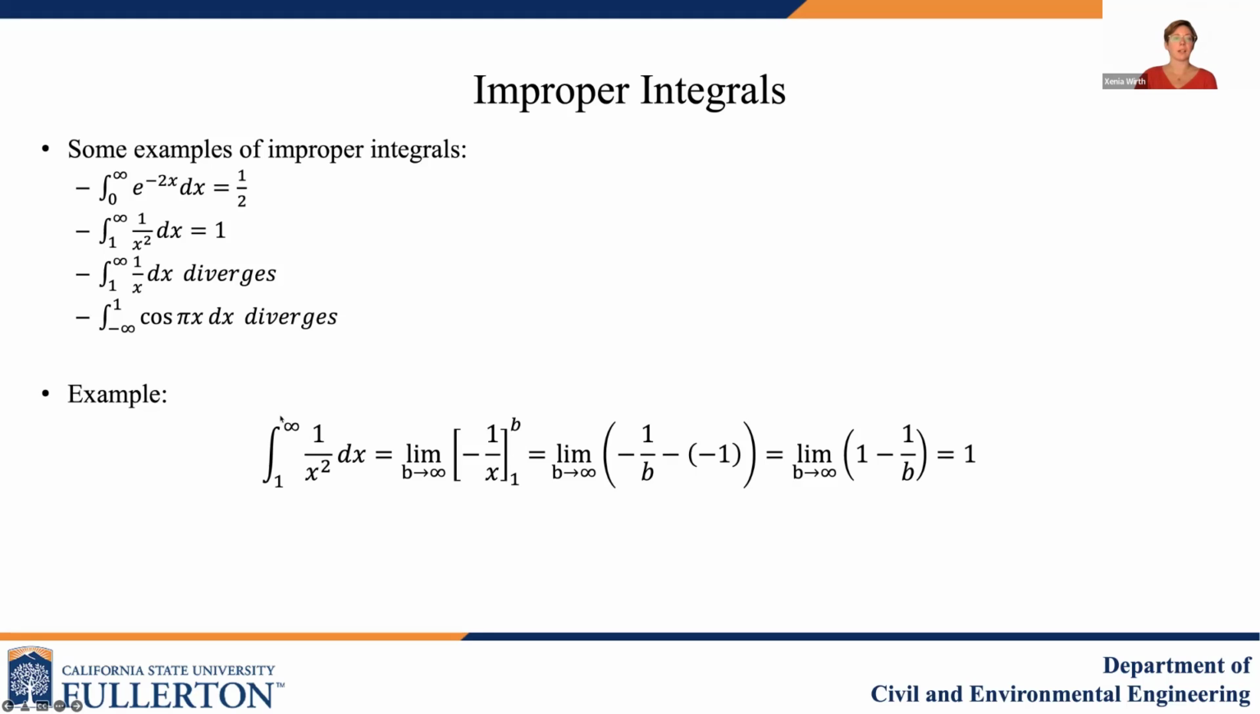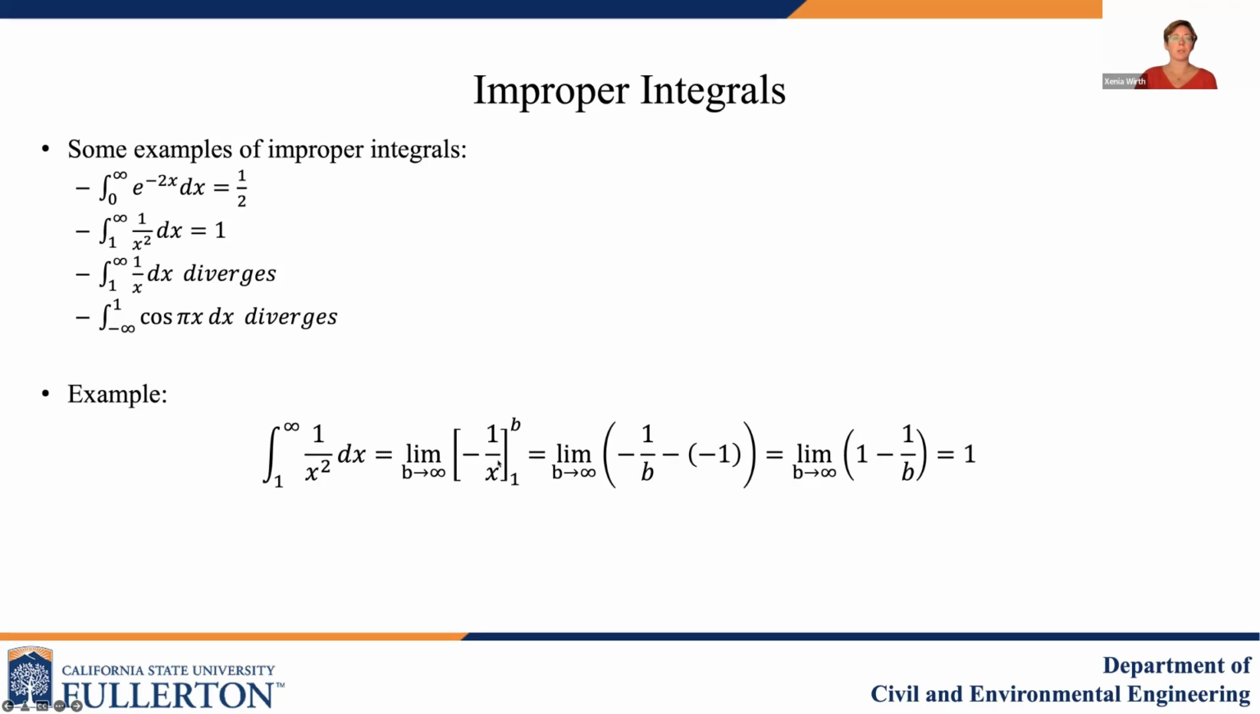Instead of having a limit of integration that's infinity, I'm going to put b there. And I'm going to take the limit as b approaches infinity of the integral. The integral of 1 over x squared is negative 1 over x. And we're going to evaluate that at limits b and 1. And we're going to take that whole expression and take the limit of that expression as b approaches infinity.